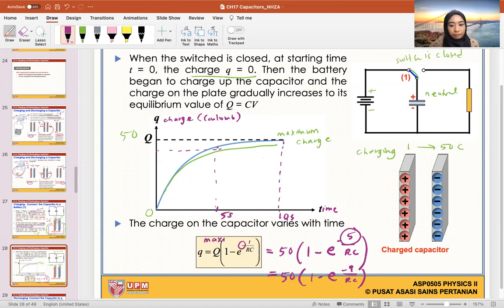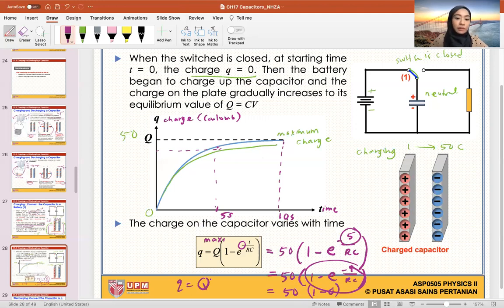And then I said, okay, what about at 10 seconds? At 10 seconds, I should be getting 50. Okay, RC should be RC. 1 minus 1 over e. I need to have a good example. But basically, this part in this bracket will become 1 minus 0, and it's just 50, because it's at maximum. So that is Q becomes capital Q.